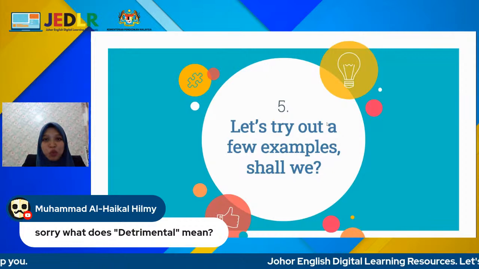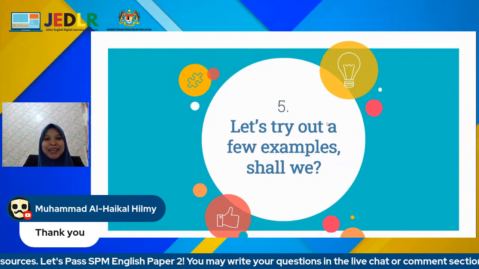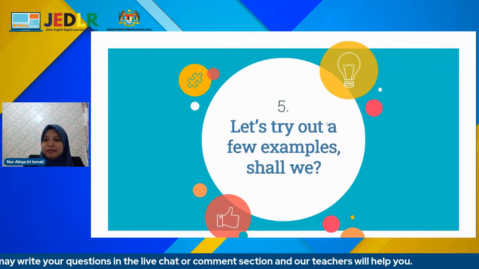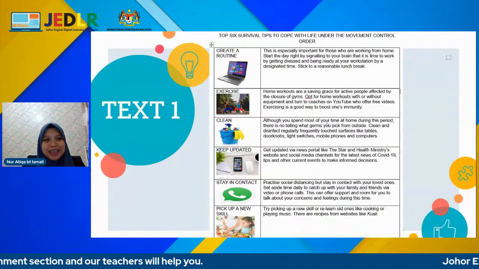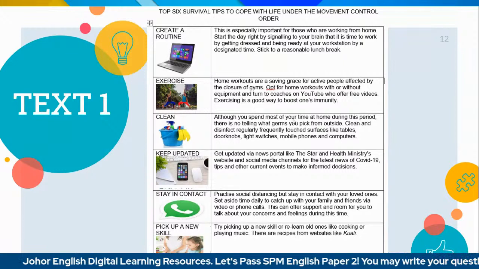Okay, now that we've got all that cleared up, can we try a few examples? Okay, so that it's easier for you to understand what I'm trying to talk about. Okay, let's look at text one. Text one is about top six survival tips to cope with life under the movement control order. Okay, so it's about tips.